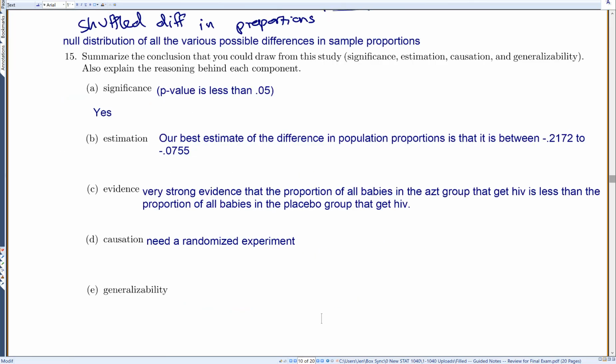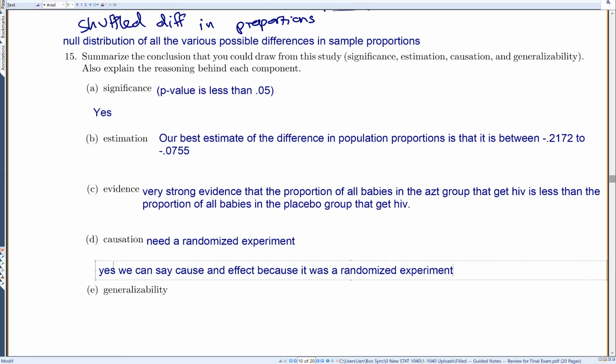Okay, so let's go back. So we need a randomized experiment. And in this case, it was. So yes, we can say cause and effect because it was a randomized experiment. Remember, an experiment just means we decide which group they're in. It's a randomized experiment if we randomly put them into the two groups.